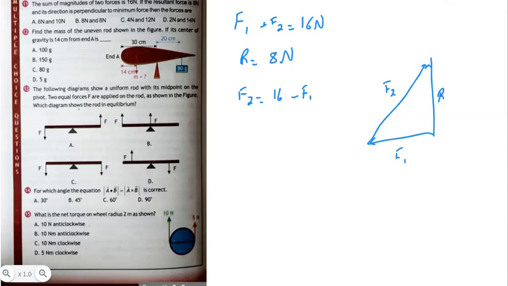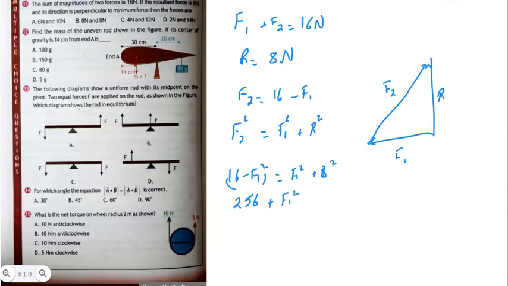पाइथागोरस थ्योरम के rule को यहाँ पे use करें, so perpendicular का जो square होता है वो equal होता है square of the base, and hypotenuse square is equal to square of the base and square of the perpendicular side. So (16 minus F1) whole square equals F1 square plus R square, which is 8 square. So if you solve this by using (a minus b) whole square formula, you will get 256 plus F1 square minus 32 F1 equals F1 square plus 64.